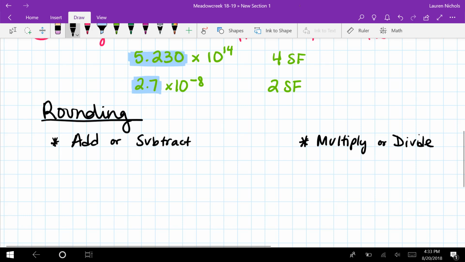Okay, so if we're looking to add or subtract, you want to round to the lowest number of decimal places.